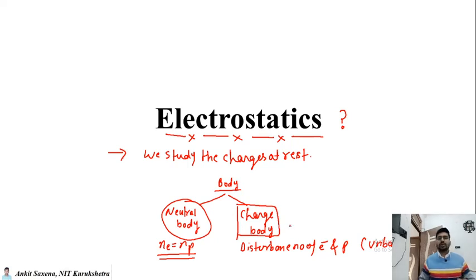So what is the body? Body can be a neutral body, body can be a charged body. If the number of electrons on a body is equal to the number of protons, such type of body is known as a neutral body. And if there is an unbalancing between the number of electrons and the number of protons, such body is known as a charged body. So body is of two types: first one is a neutral body and second one is a charged body.